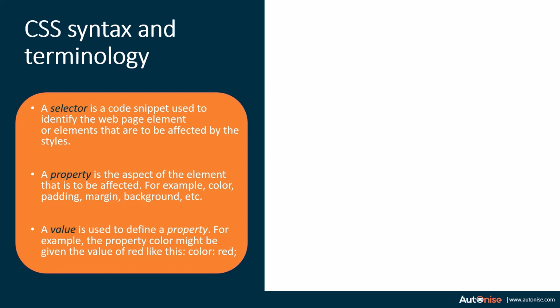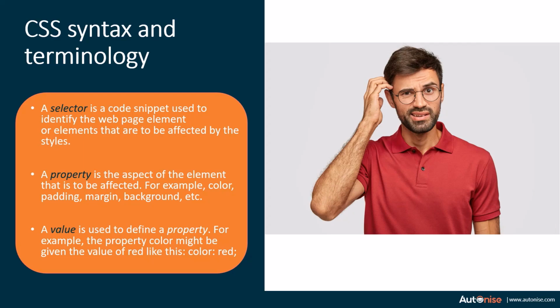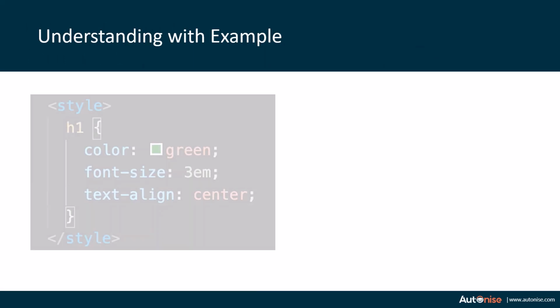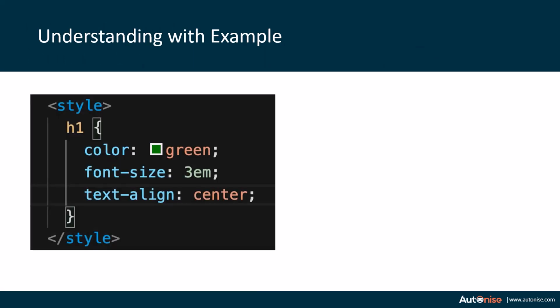A value in CSS is used to define a property. For example, the property color might be given the value of red like this. So color red. I know this is very confusing. So let us start understanding this with an example. So your general CSS code would look like this.